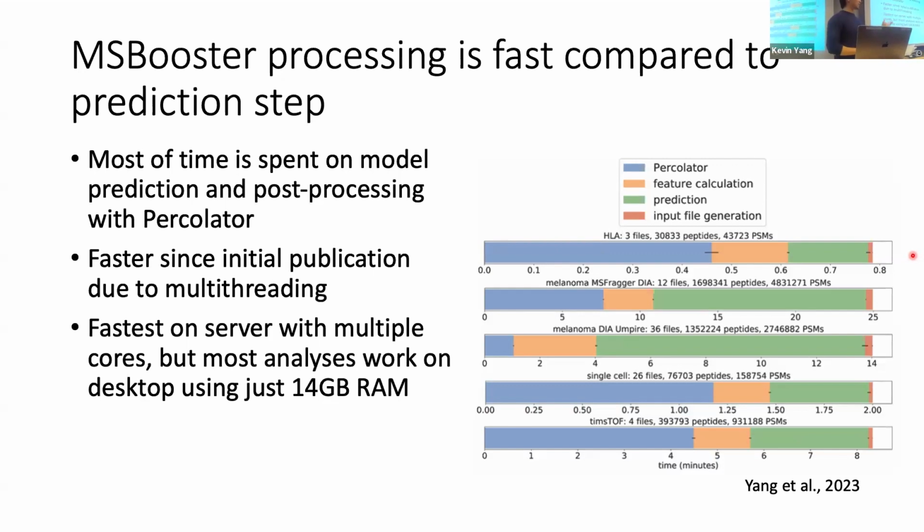And this is just from the initial publication. Since then, I've multi-threaded a lot of the steps, so it goes a lot faster. It's best if you do it on a server, where we have a lot of memory and RAM. But for most analyses, you can just do it on a desktop. I often just test on my desktop with 14 gigs of RAM. It works just fine.